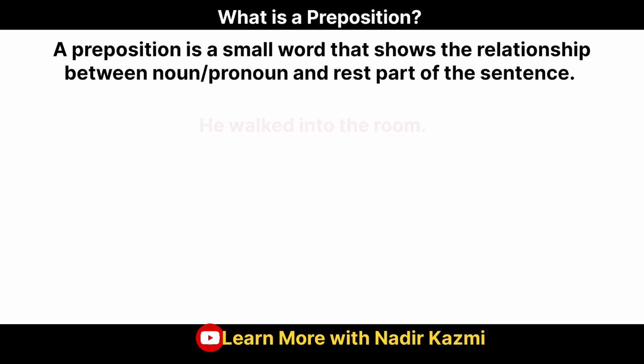Third sentence, he walked into the room. Here in this sentence, the word into is a preposition because it is telling the relationship between his action walking and the other part of sentence, the room. It is telling that where did he perform his action of walking into the room.